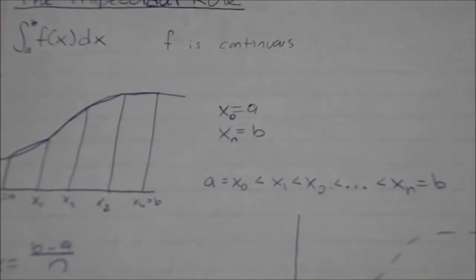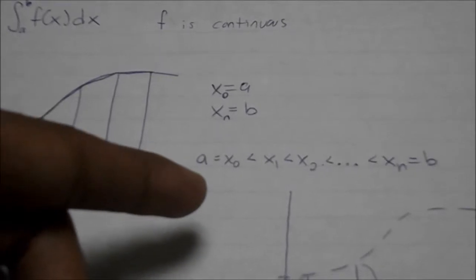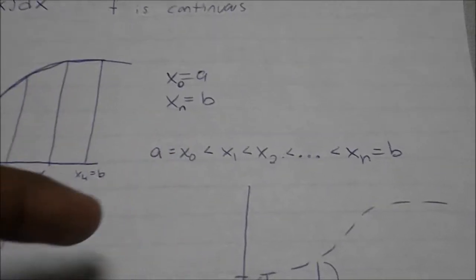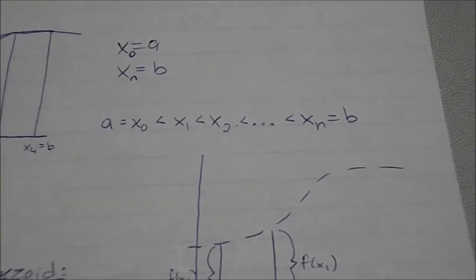the end. Right here, this portion just describes that x of 0 is less than x of 1, x of 1 is less than x of 2, and it continues like that until you reach the final one, which is x of n equals B.